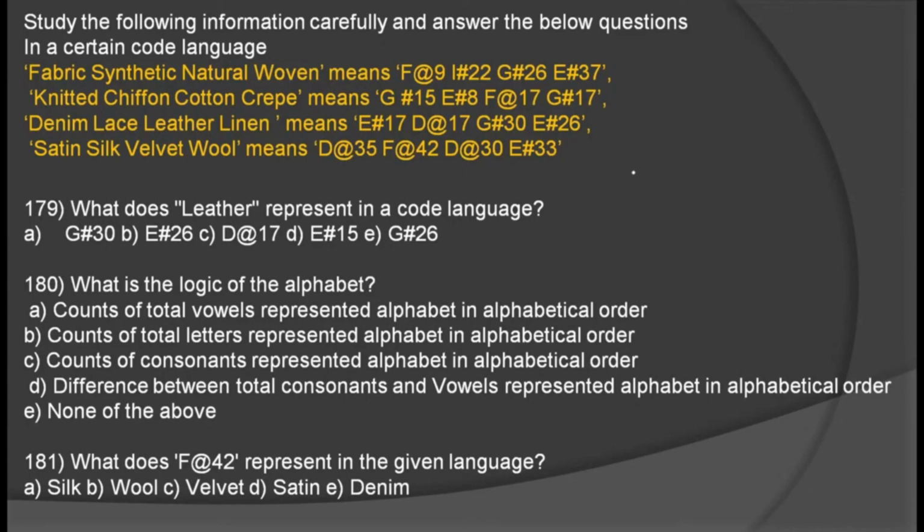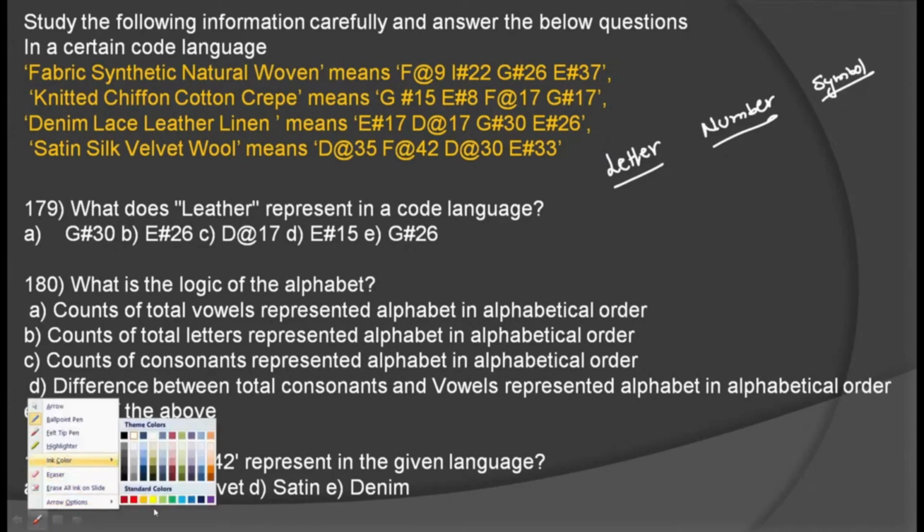So what does the individual coded pattern mean? There is a certain code pattern which is similar for all the words. So you just identify that letter code, the number code, the symbol code. There is a code for number, a code for letter, a code for symbol. Now how are we going to identify that information? Now see, guys.